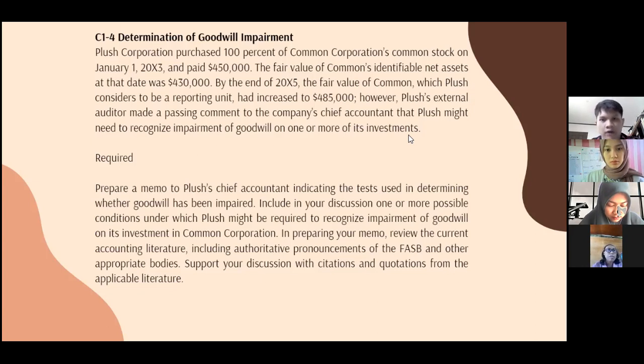to $485,000. However, Plush's external auditor made a passing comment to the company's chief accountant that Plush might need to recognize impairment of goodwill on one or more of its investments. Required: prepare a memo to Plush's chief accountant indicating the test used in determining whether goodwill has been impaired. Include in your discussion one or more possible conditions under which Plush might be required to recognize impairment of goodwill on its investment in Common Corporation.